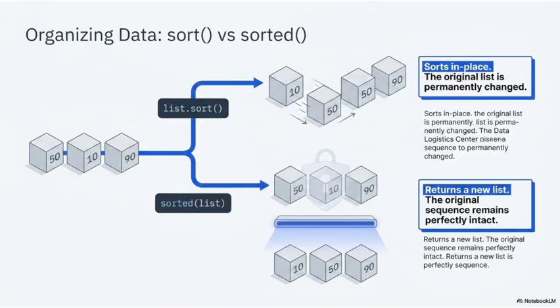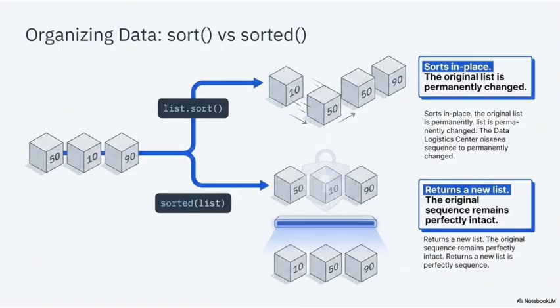Python gives you two ways to sort a list, and choosing the wrong one introduces a subtle but serious bug. This slide shows exactly why they differ. list.sort sorts in place. The original list is permanently changed. The data loses its original sequence. There's no going back. sorted returns a new sorted list. The original sequence remains perfectly intact. You get the sorted version without touching your source data.